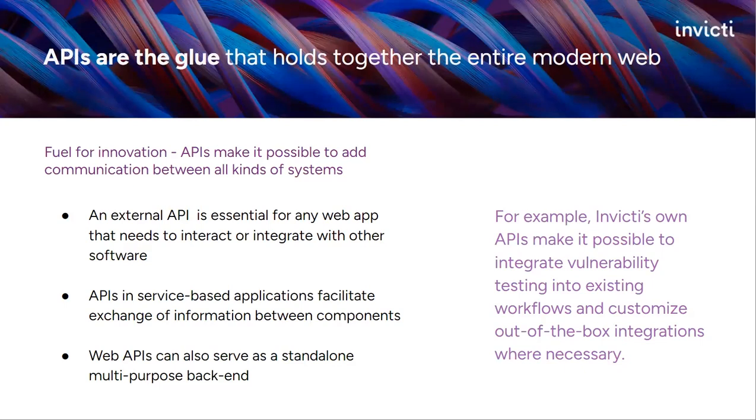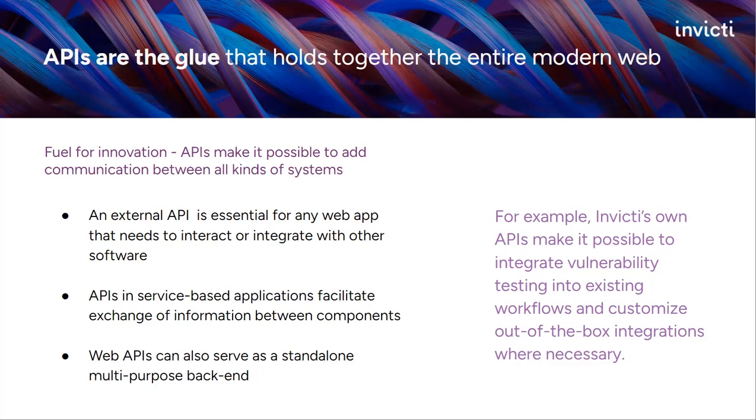If we want to see how APIs work now, they really are the glue behind the entire modern web, modern app architectures. So first off, web-facing applications absolutely can have an external API that allows other software to interact and integrate with the application. Pretty common, almost necessary today, as we know.